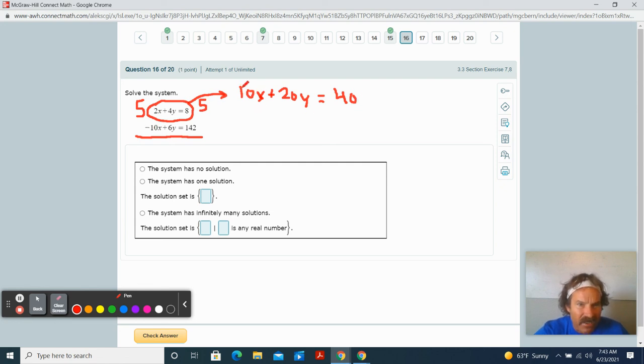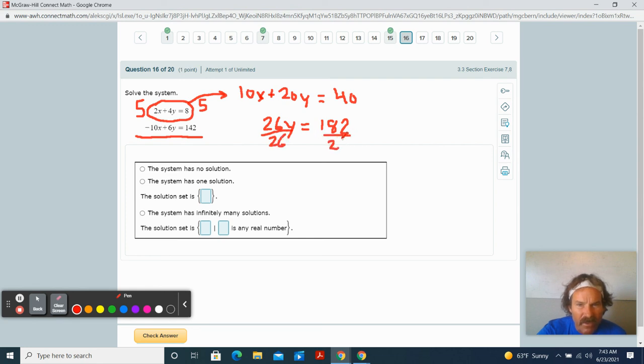10x and -10x cancel. 20y and 6y is 26y. 142 and 40 is 182. And again, I got those equations by adding the bottom equation to this new equation that I made from the top equation. So now I want to divide both sides by 26. Hopefully this turns out to be a whole number.